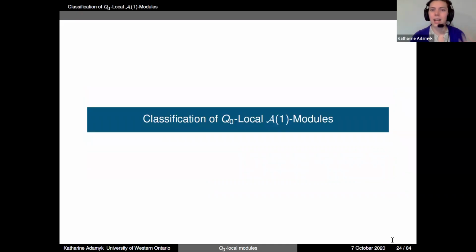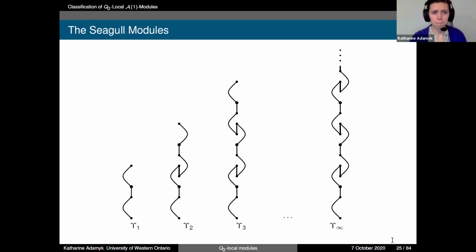Okay, so now we want to classify these modules. And I'm going to introduce you to a family that we've taken to calling the Seagull Modules. So upsilon 1 is going to be our one seagull. This is seagull like the bird, not seagull like the person, because it has these little wings. Then the 2 Seagull is going to be 2 copies of upsilon 1 linked by the action of square 1. And then the 3 Seagull is 3 copies and so on.